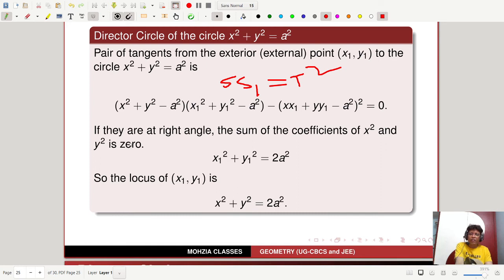And if they are at right angles, I told you that this will be the pair of straight lines. So you know that if the pair of straight lines are at right angles, what is the condition? The only condition is that the sum of the coefficients of x squared and y squared is 0. So if you take the sum of the coefficients of x squared and y squared, that will give you this one. Let me show you that part if you want to see.